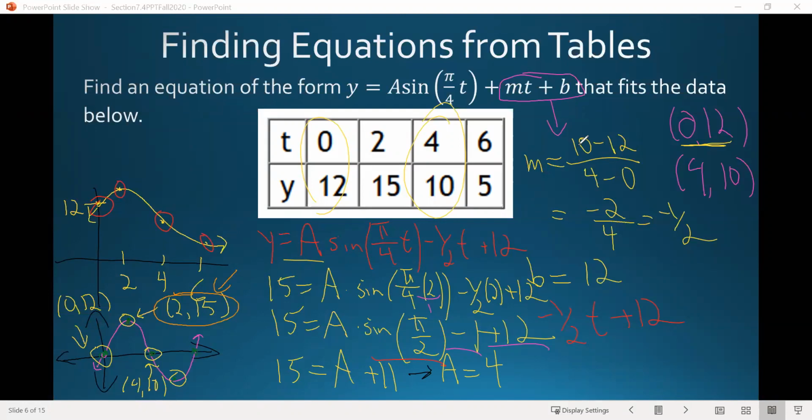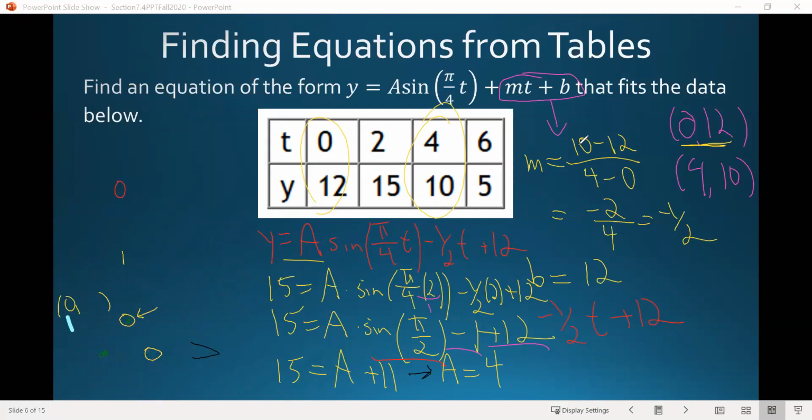All right. So now that we have the value for a, plug that in, write our final equation. Do it off to the side here. So in this case, we would have y equals 4 times sine of pi over 4 t minus 1/2 t plus 12. And there would be our equation.